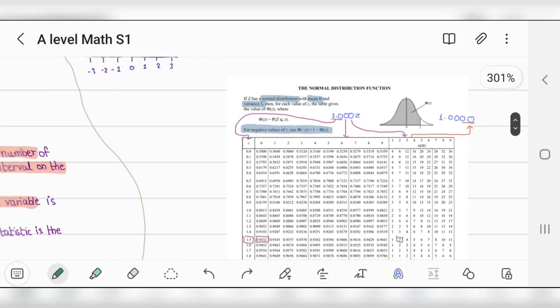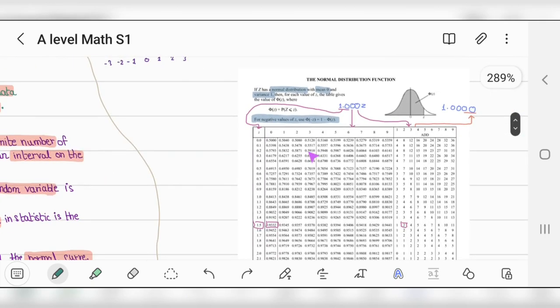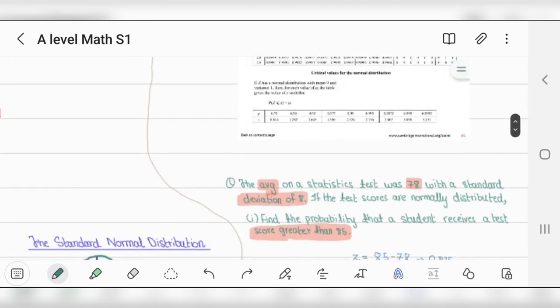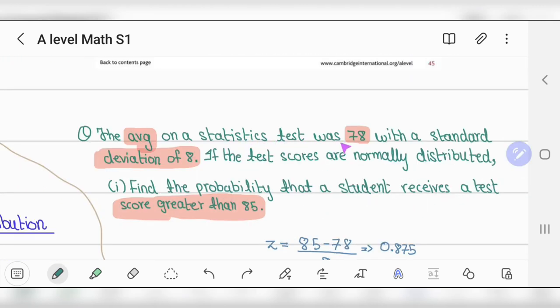Okay, and the only way to find the probability is by using this diagram. We will go through this shortly, don't worry about it. Let's go to the questions. For statistics, the average was 78 with a standard deviation of 8. If the test scores are normally distributed, find the probability that a student receives a score greater than 85.